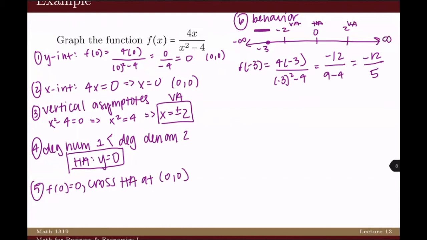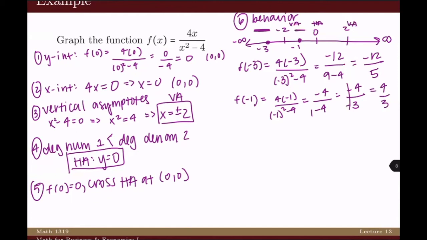All right, next I need to pick a number between here and here. So I'm going to pick -1. So f at -1 is equal to 4 times -1 divided by -1 squared minus 4. That's going to be -4 over 1 minus 4, which is -4 over -3, which cancels out and we get a positive 4/3. So that means on this interval, my f is going to be positive.